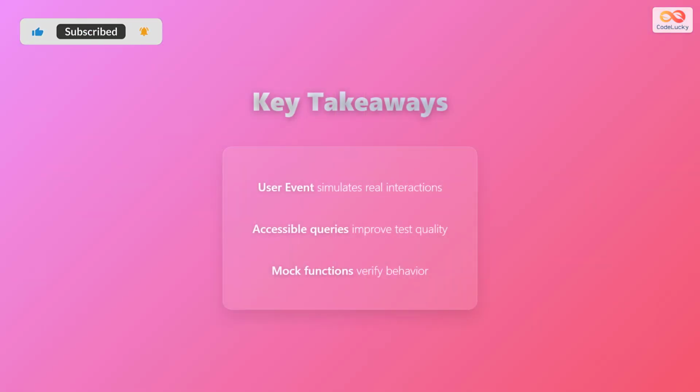Let's recap the key takeaways from this video. User event simulates real user interactions, allowing us to accurately test how our components respond to user actions. Accessible queries improve test quality by making our tests more accessible and resilient. Mock functions verify behavior, enabling us to ensure that our functions are called with the correct arguments and that our components are behaving as expected.